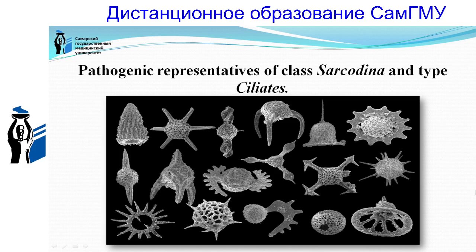Suctoria. They are characterized by the absence of flagella, mouth, and pharynx in the adult state. Feeding occurs using thin tubular tentacles. The parasitic infusorian Balantidium coli causes diseases of animals and humans, colitis of the intestine.